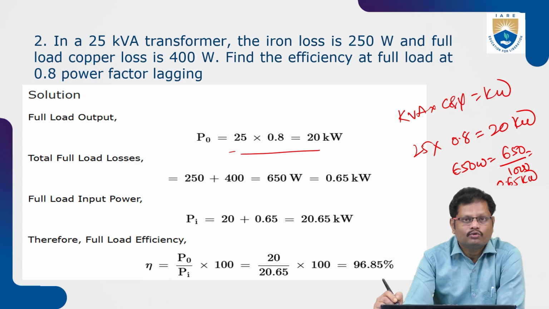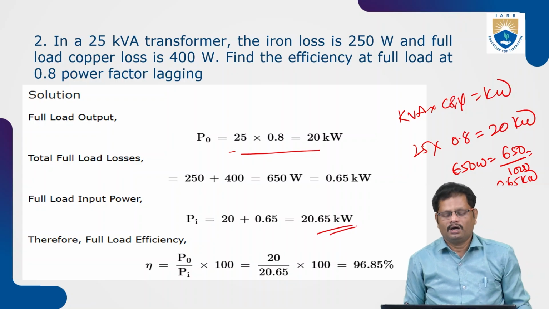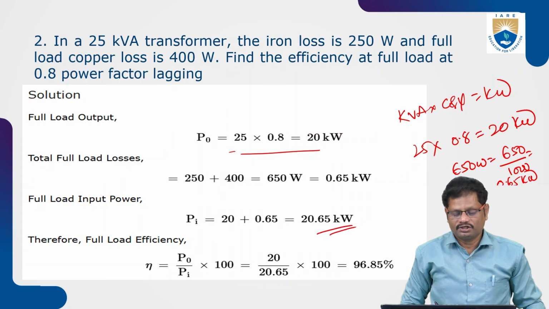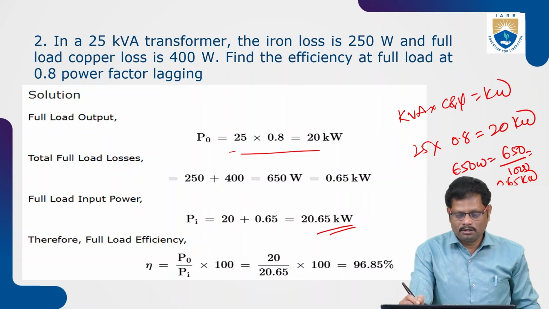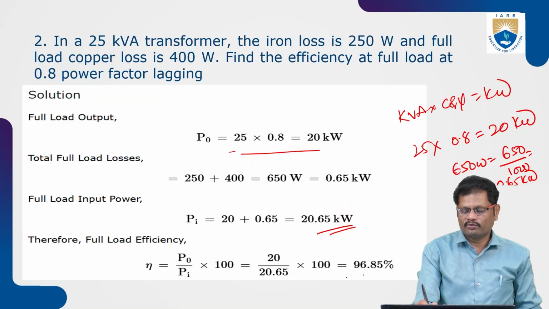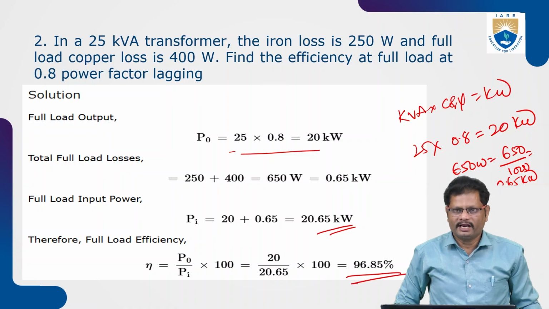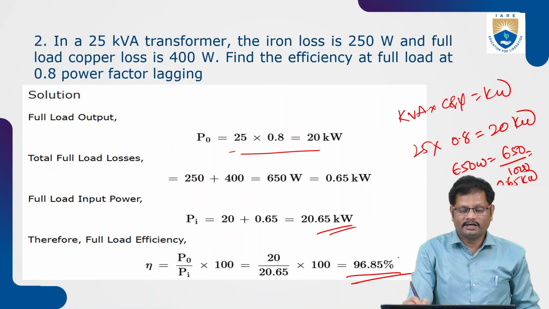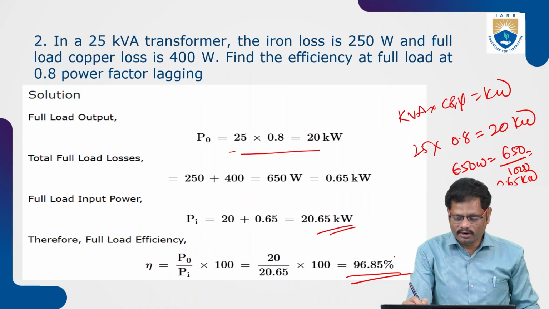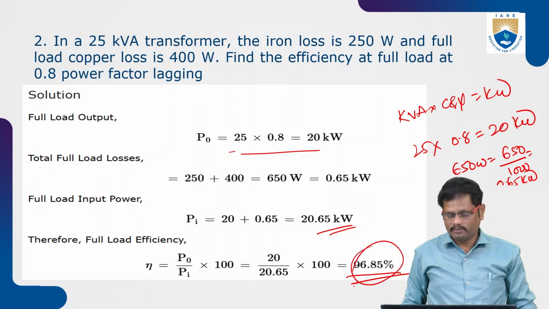And full load input power equals output power plus losses. So input equals 20.65 kilowatt, and we have the efficiency formula that efficiency equals output by input. Output power we calculated as 20 kilowatt and input power as 20.65 kilowatt. So output power by input power, we can calculate the efficiency as 96.85 percent. We calculate the efficiency for a transformer because it is a static device. We don't have any rotational parts, so the transformer will get maximum efficiency.